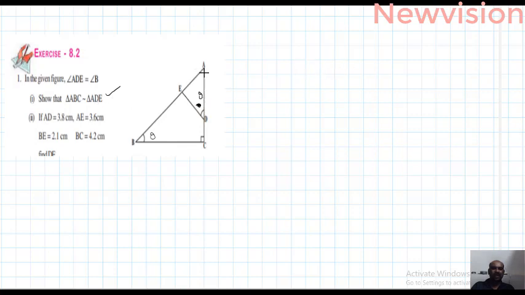See here, this A is common to both the triangles. First of all I want to separate the triangles. Okay students, this is not good. Observe here, this is one triangle and this is another triangle.